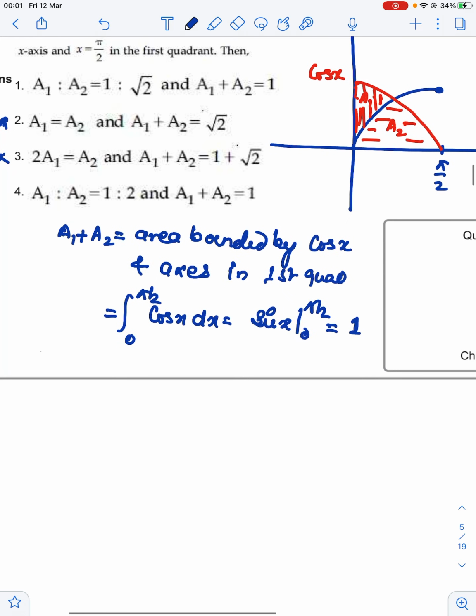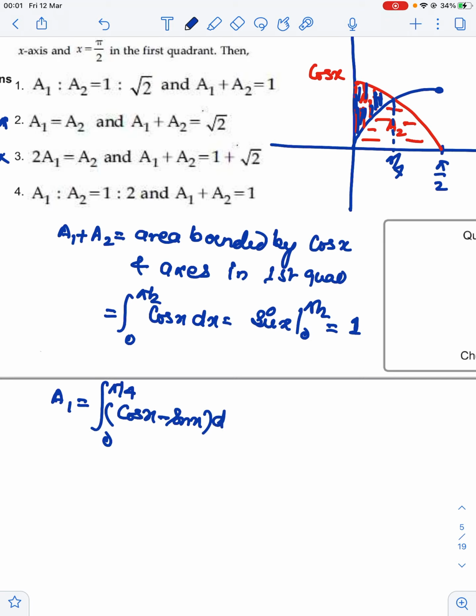So for me, getting A1 is a little easier. A1 is this area. Again I am shading it with blue. So this area is from 0 to pi by 4, because the point of intersection of sin and cos is obviously pi by 4, and the upper curve is cos x and the lower curve is sin x dx. This turns out to be root 2 minus 1.